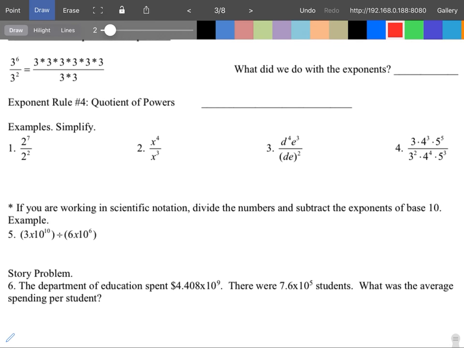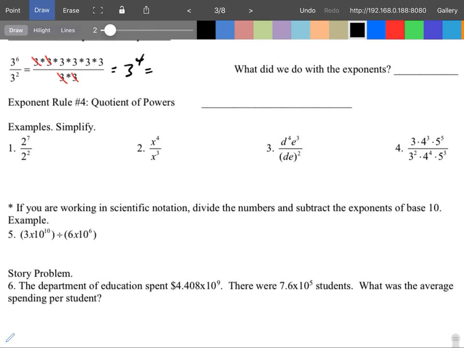So what you could notice here is you could cancel some of these 3's. Like this 3 on the top and this 3 on the bottom, those would cancel out and make 1. Okay, any number divided by itself is 1. And again, this 3 in the numerator and this 3 in the denominator would cancel out. So then all you would end up with would just be 3 to the 4th power.